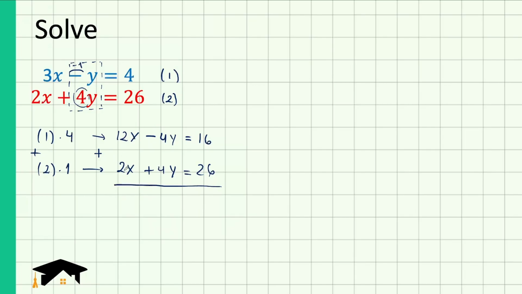12x plus 2x is 14x. Minus 4y plus 4y is 0. And 16 plus 26 is 42. So we have 14x equals to 42. And if you are good at mental math, you can see that x will be 42 divided by 14, which sounds weird, but it's actually equal to 3.